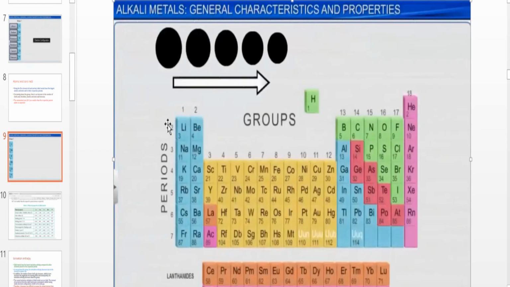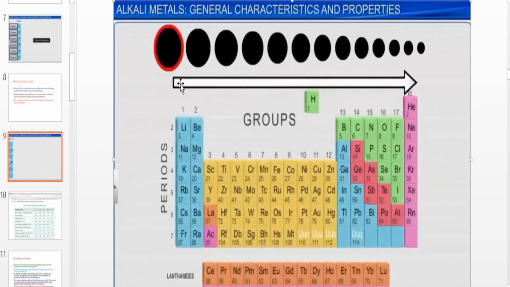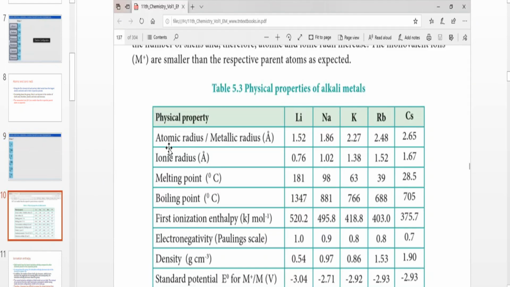In periods, from left to right, the size of an atom decreases. Here the first element is bigger in size, but as we move from left to right, the size decreases. This is regarding atomic size and ionic size. Some of the physical properties are listed in the table. Atomic radius, for lithium, the first group elements, the atomic radius is given in angstroms.